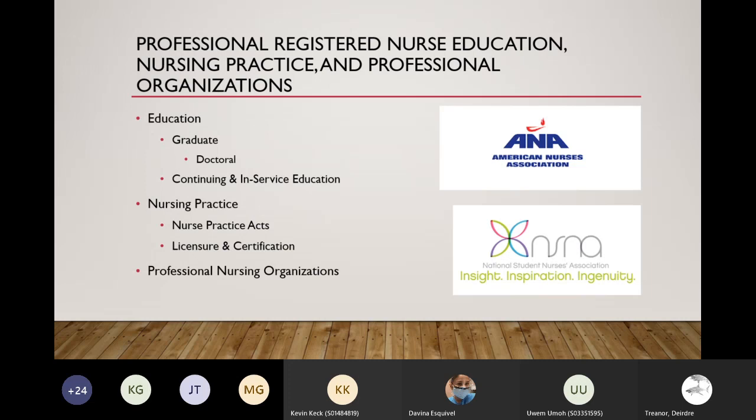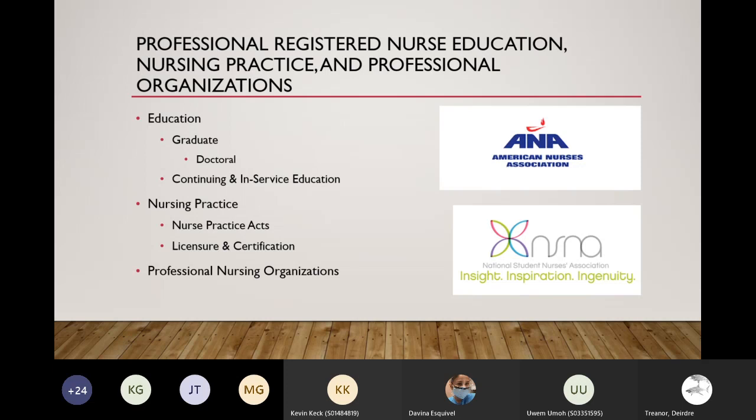So a DSN or DNS is research based, a PhD is theory based, and then the DNP is for advanced practice. You'll have continuing education and in-services. They can be formal. You do have a required number of hours of continuing education or CEUs that you need to maintain your license. In Arizona, it's 30 hours. You need 30 hours of CEUs for every 2 years. You may have in-services within your own institution.